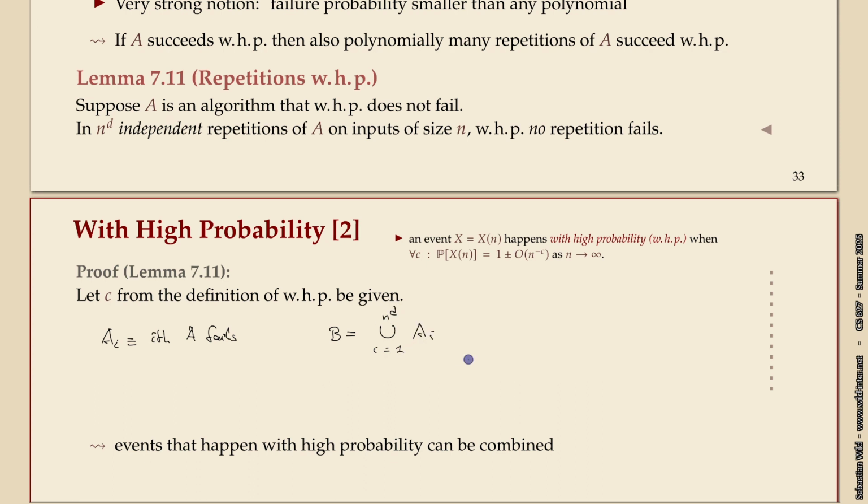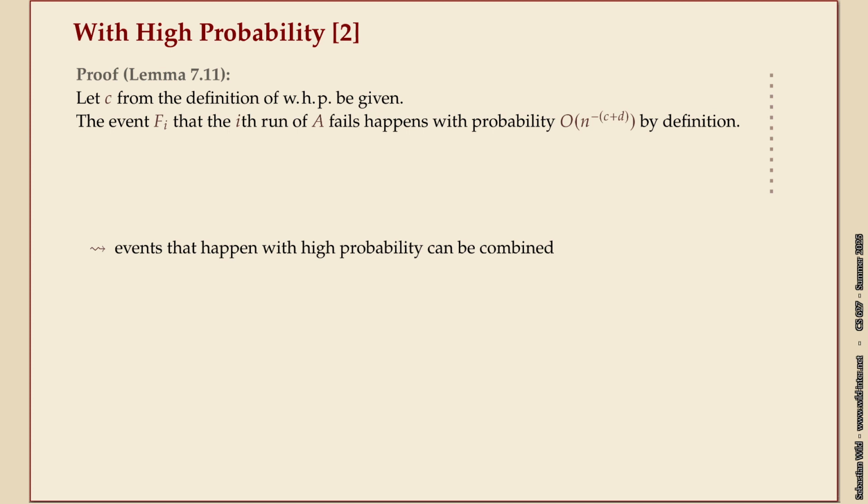That's the event we're studying, and we're trying to show that B happens with high probability. Sorry, not B. We're trying to show the negation happens with high probability, so none of the A_i fail. Okay. So C is given from the definition. We have to show this for any exponent. Of course, consistency in notation.